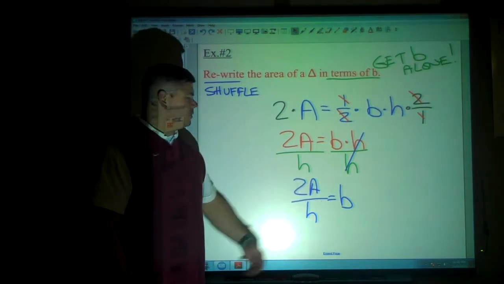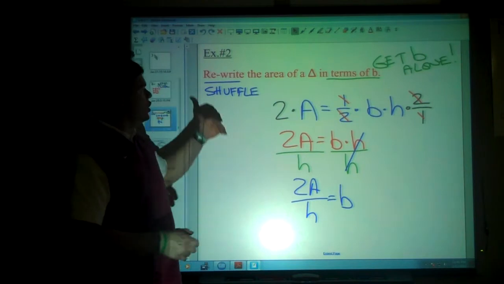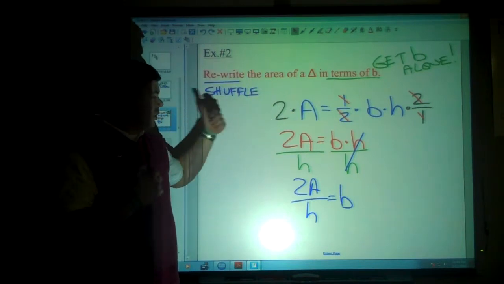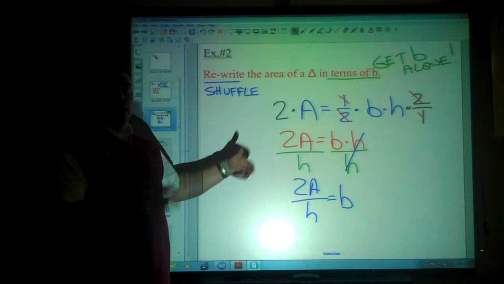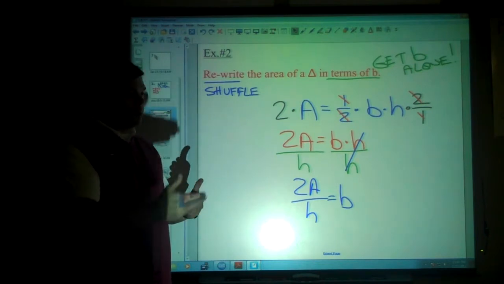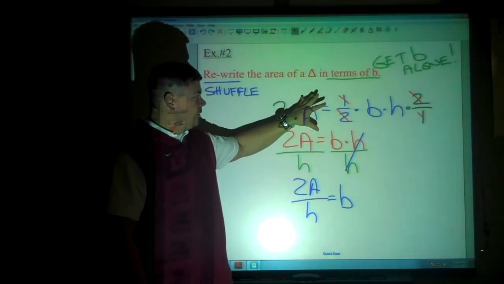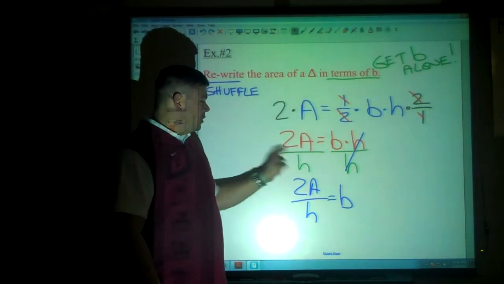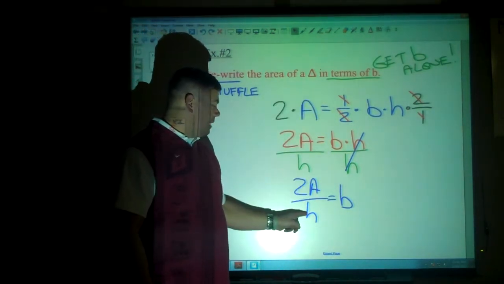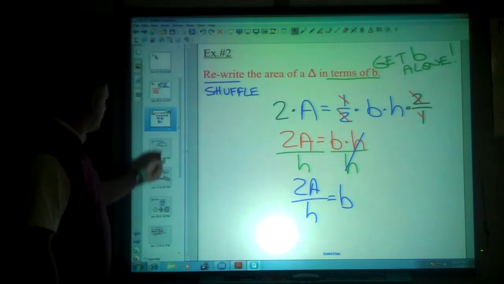Why would you want to do this? Maybe you have a situation where you don't know the base, but you know lots of different triangles that have area and height, and you're trying to figure out what the base of each would be. It's easier to reshuffle the formula first, and then you can plug in numbers for A and H, and out pops your answer for B.